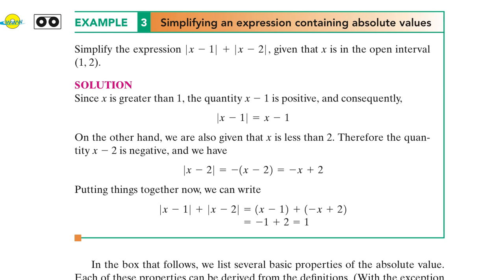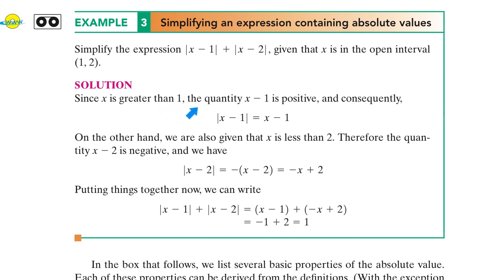And so we see here, we simplify the expression absolute value of x minus 1 plus the absolute value of x minus 2, given that x is in the open interval 1 comma 2. So we're not including 1 and we're not including 2, but those are the boundaries.